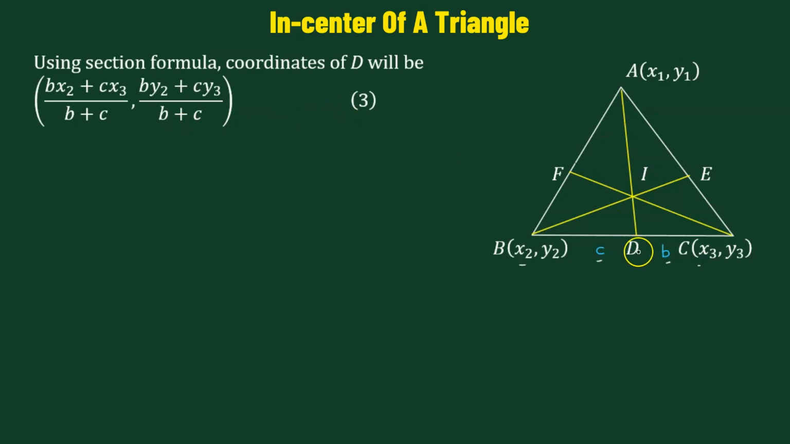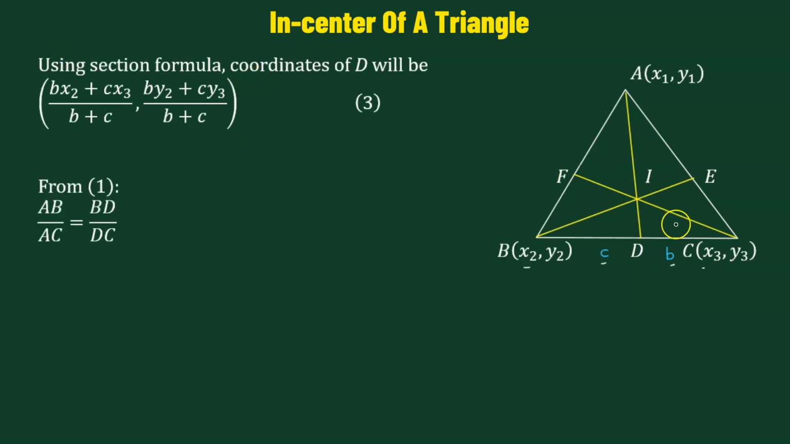Now that we have the coordinates of point D, our next goal is to find the coordinates of point I, the incenter. In order to do that, first we'll have to find the value of BD. It's given here that BD is c, but we'll try to find the value of BD in terms of the sides a, b, c. So let us begin. We'll start from equation number 1, where the ratio of AB to AC equals the ratio BD to DC. Now we'll take the reciprocal of these two ratios, and we get AC over AB equals DC over BD.